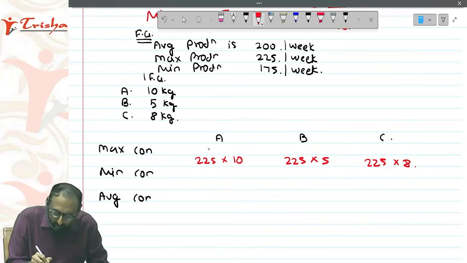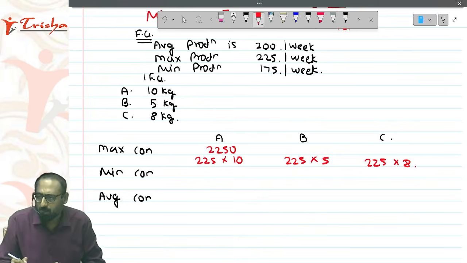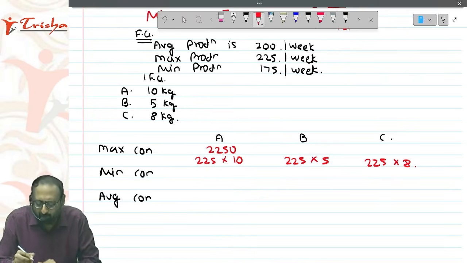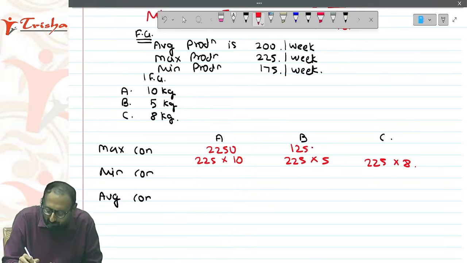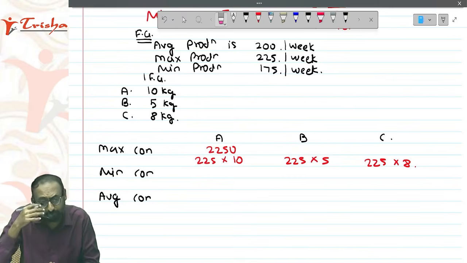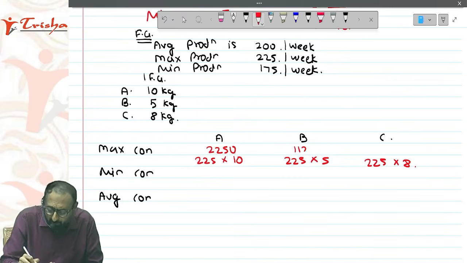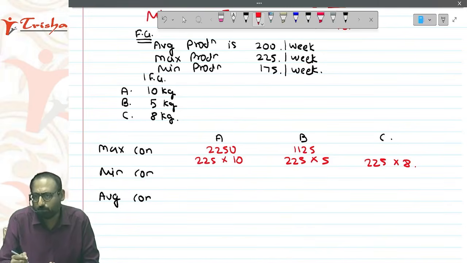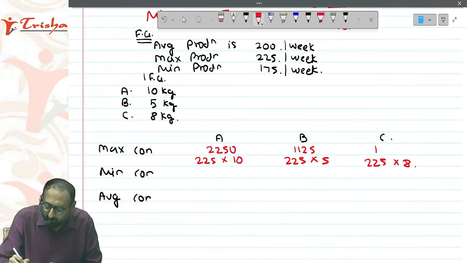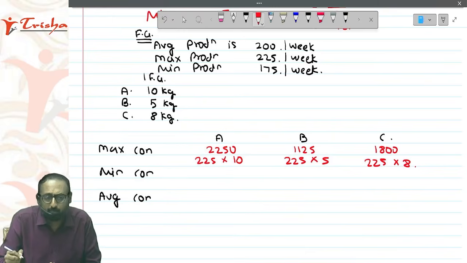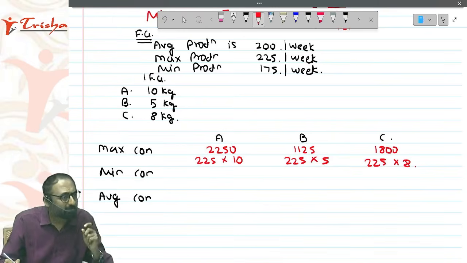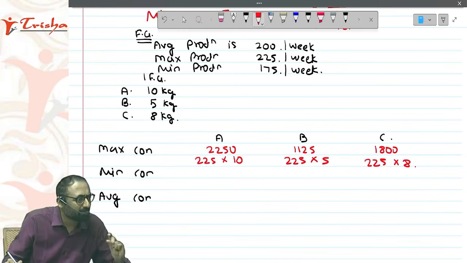Fast answer, Sirji. Is it 2250? How much will be the maximum requirement of raw material B? Is it 1250, guys? Or 1125? Sir, calculate now: 225 into 5 is 1125. And 225 into 8, Sirji, is 1800. Are you getting the point, guys? What will be the minimum consumption of material A, material B, material C?